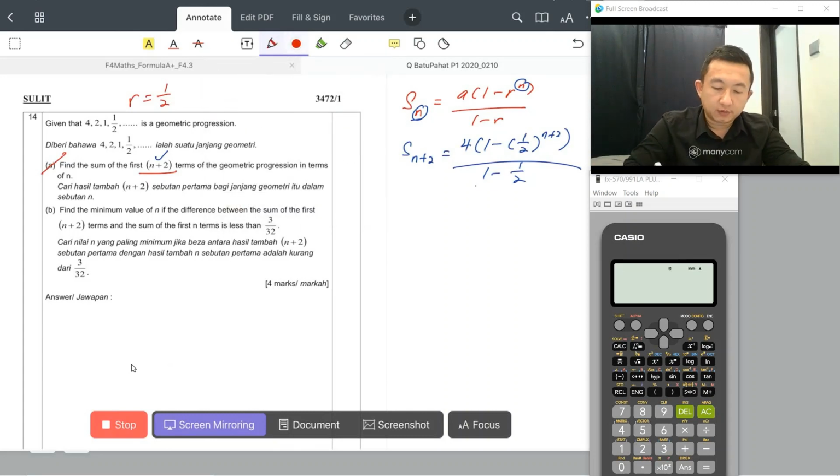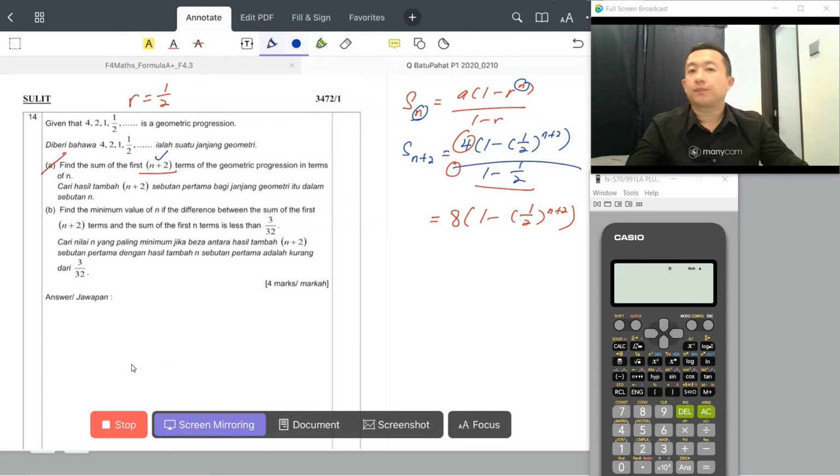Okay, look at this part. 1 minus 1 over 2, you have 1 over 2. 4 divided by 1 over 2, you have 8. So you have 8 bracket 1 minus 1 over 2 power n plus 2. Okay, can we further simplify it? Yes, remember here, when the indices n plus 2, that would be 1 over 2 power n multiplied by 1 over 2 power 2. Okay.